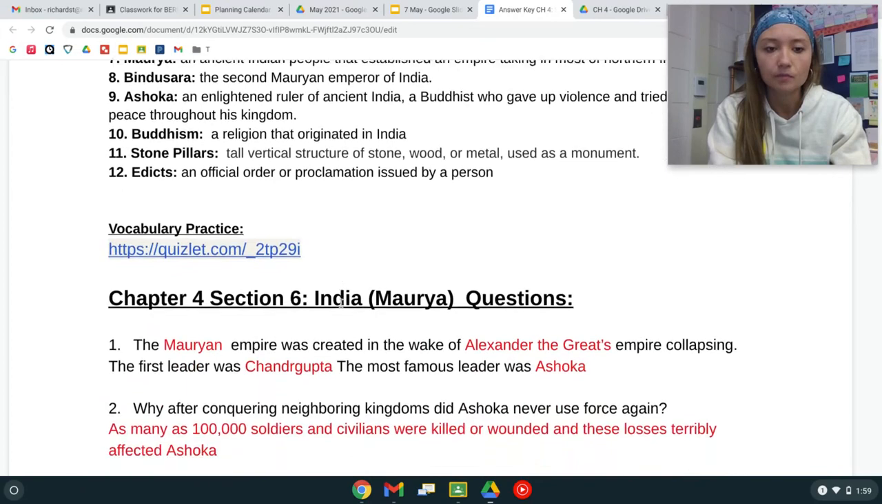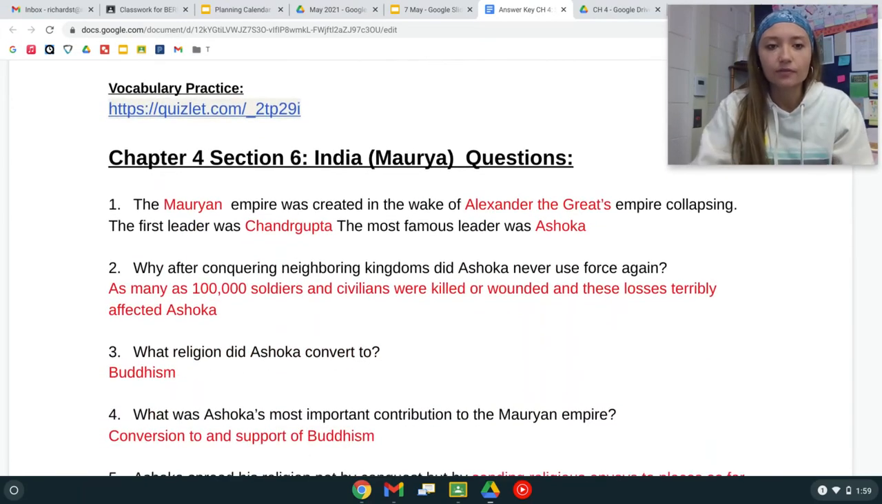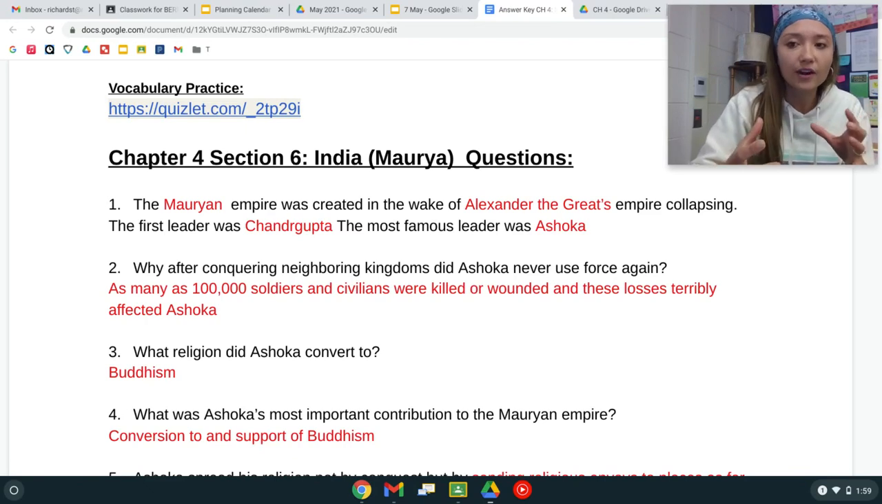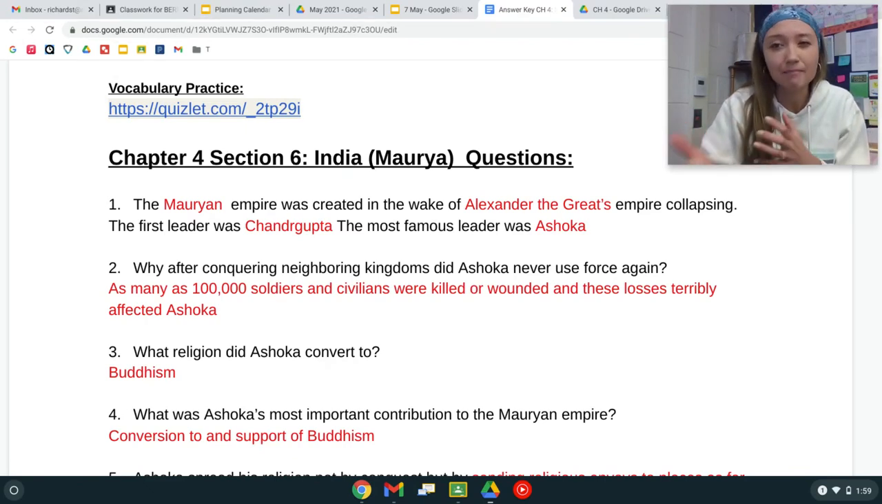Number 1, this was fill in the blank. The Mauryan Empire was created in the wake of Alexander the Great's empire collapsing. The first leader was Chandragupta. The most famous leader was Ashoka. I know these names are tricky, so do your best. But it is important that you remember that Alexander the Great's empire collapsed, and that is how the Mauryan Empire was founded, because Chandragupta took over the areas that Alexander the Great left behind in a mess.